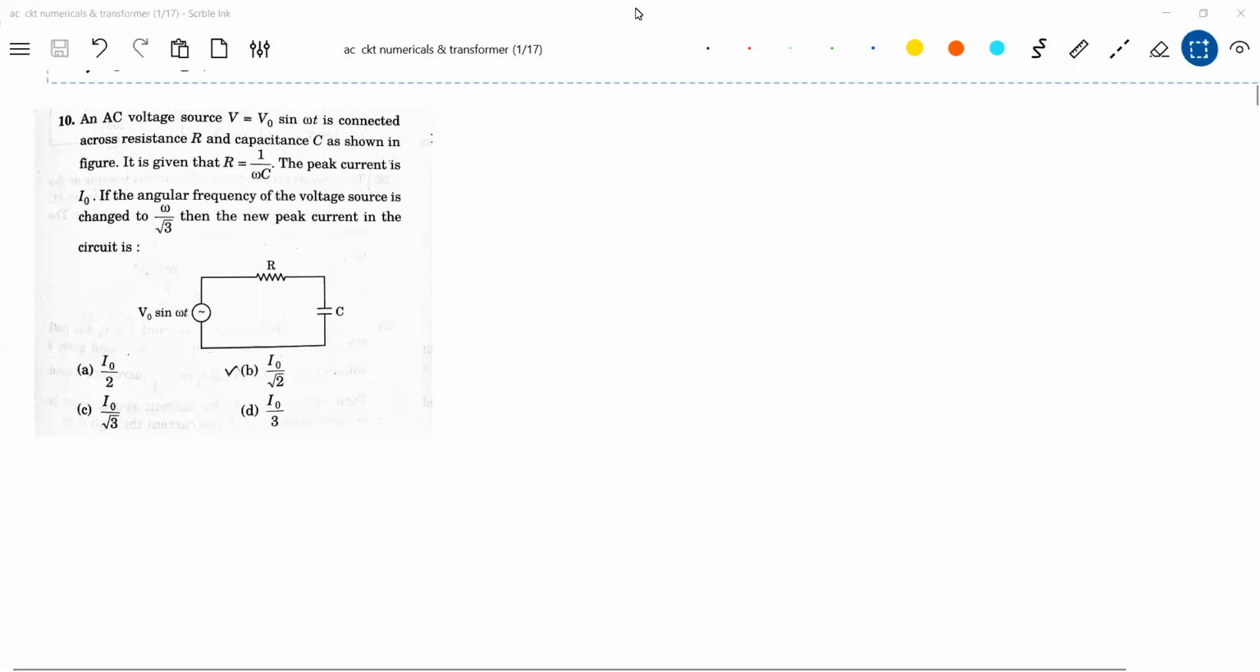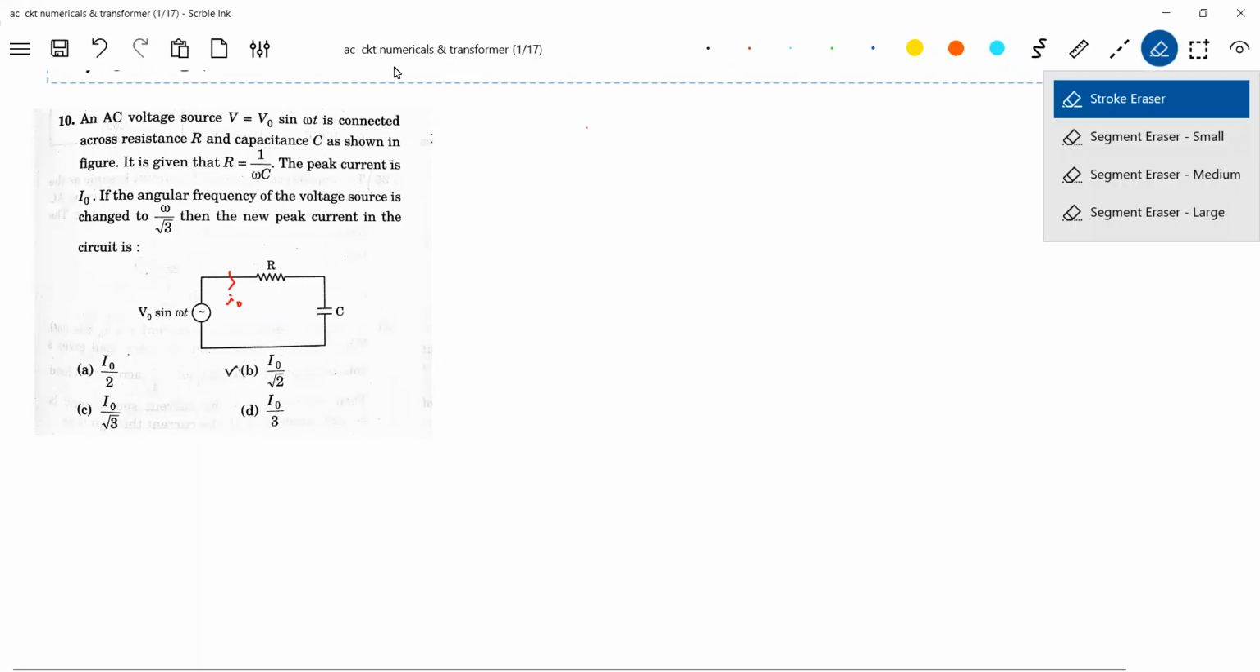Okay, fine. We'll take this question. AC voltage source, this is like this. So earlier R equal to 1 by omega C is telling. So what is the expression for this current I naught? This I naught, you're going to write it as the peak current. We did only for RMS, no? So can you ask something only for peak current? The formulas are still the same.